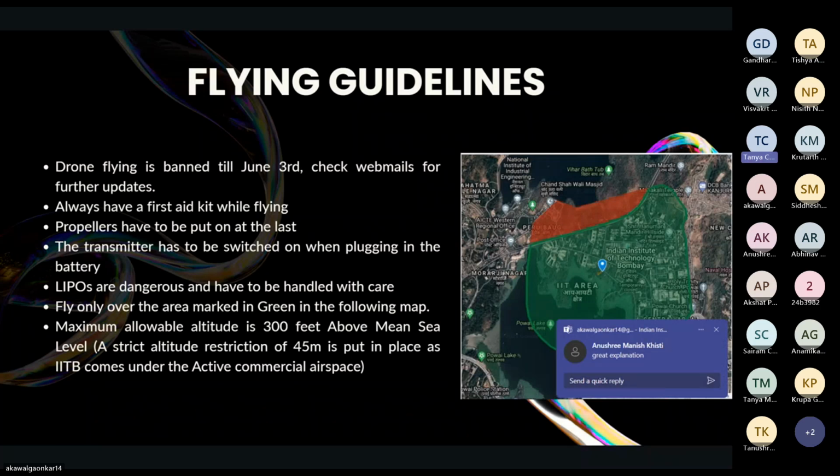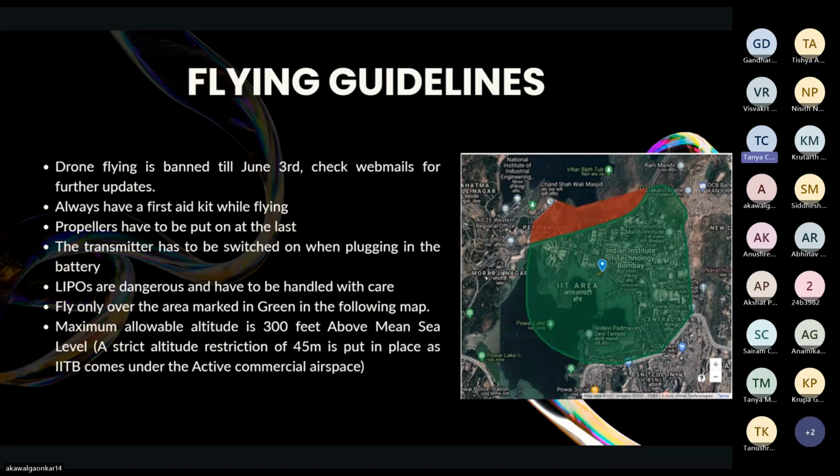Fly only over the area marked in green in the following map. Maximum allowable altitude is 300 feet above mean sea level. A strict altitude restriction of 45 meters is put in place as IIT Bombay comes under the active commercial airspace.